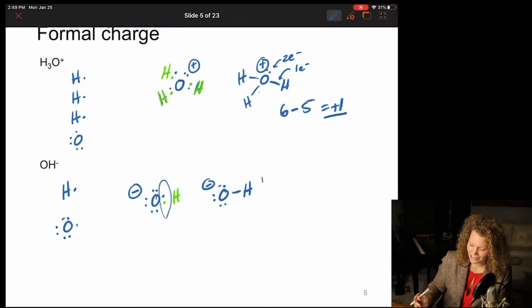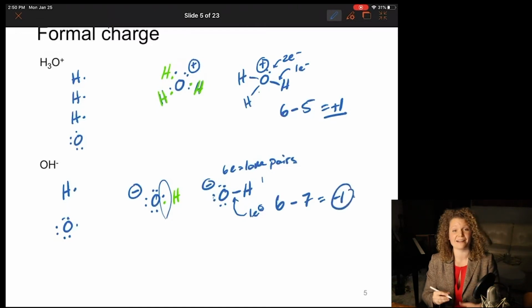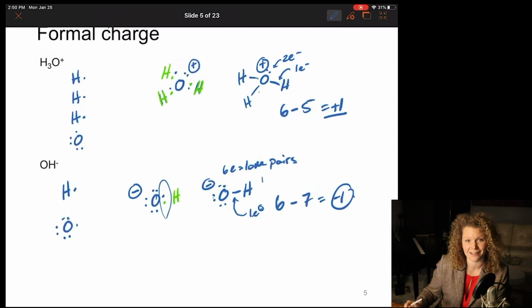And so we can now double check our formal charge here. Oxygen is in group 6. There are 2, 4, 6 electrons coming from the lone pairs, and there is 1 electron coming from that covalent bond. So 6 minus 7 equals a negative 1. And that's in fact what the formal charge of hydroxide is. It's just simply a base.